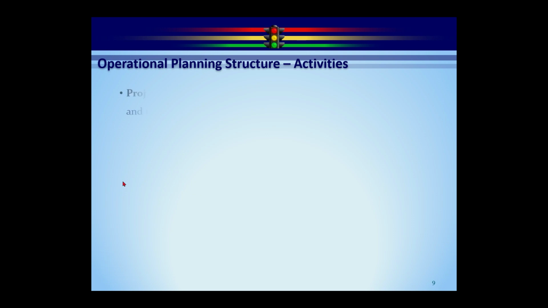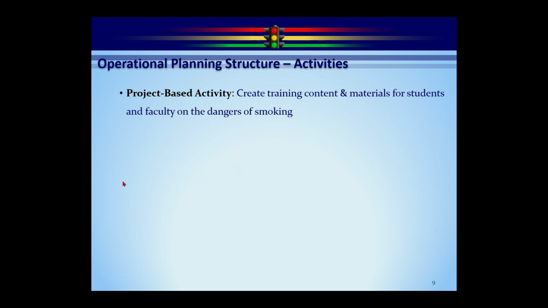But here's an example of a project-based activity. When I say project-based, kind of think of that as a project, something you're going to complete within a given time frame. Here's the first one: create training content and materials for students and faculty on the dangers of smoking. To me, that means we're going to build PowerPoints, we're going to build maybe some videos, user guides, whatever we need to go out and do the training. So it is a project that will be done at some point in time.